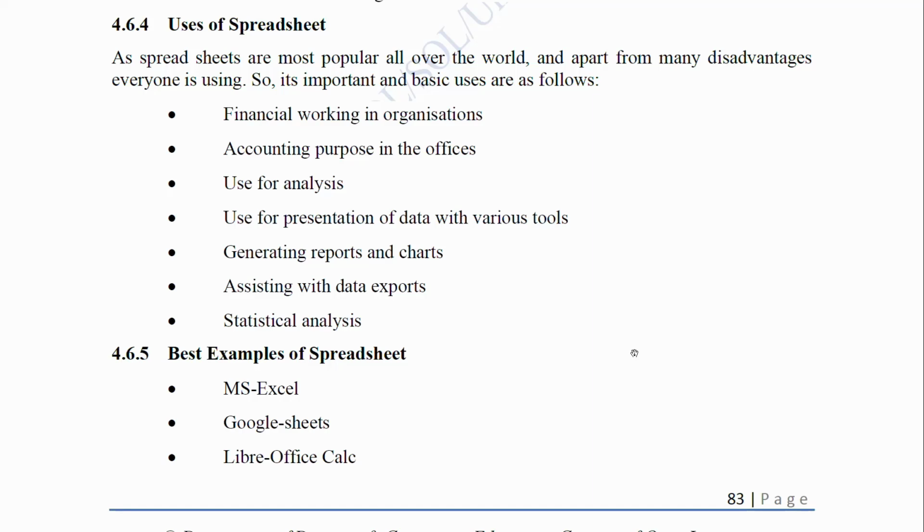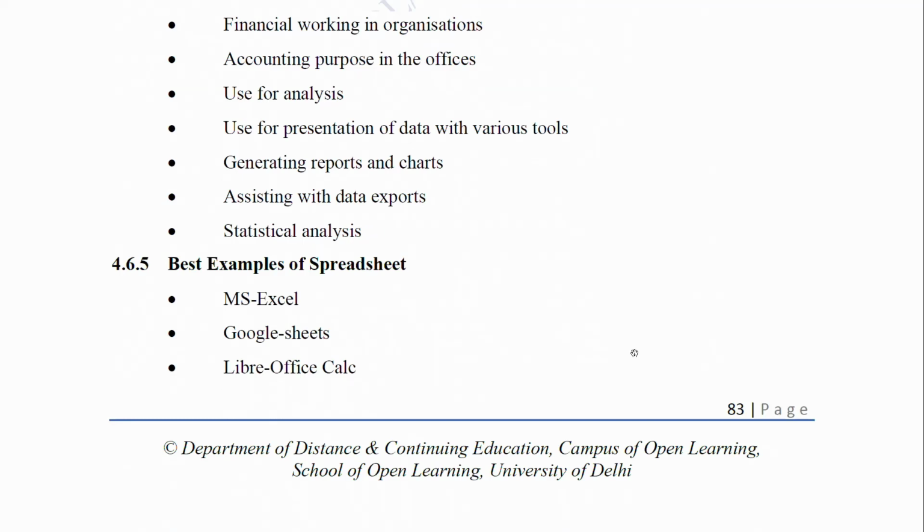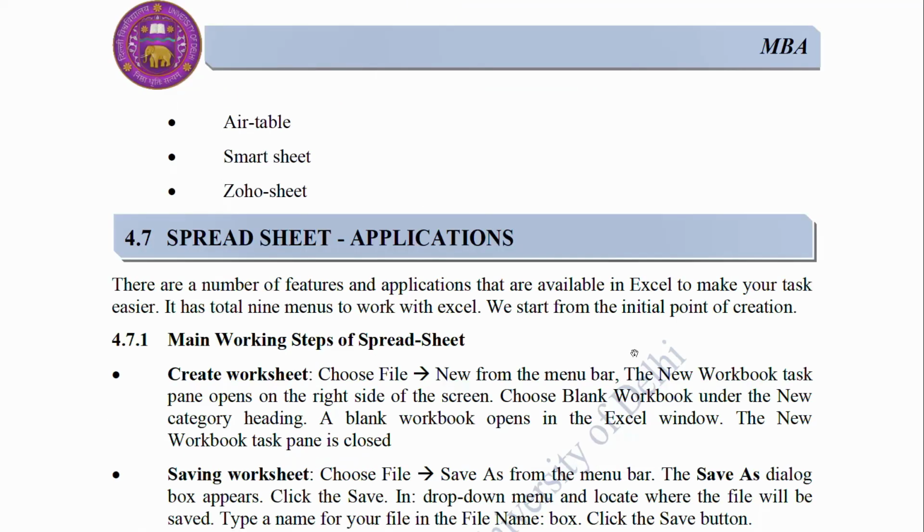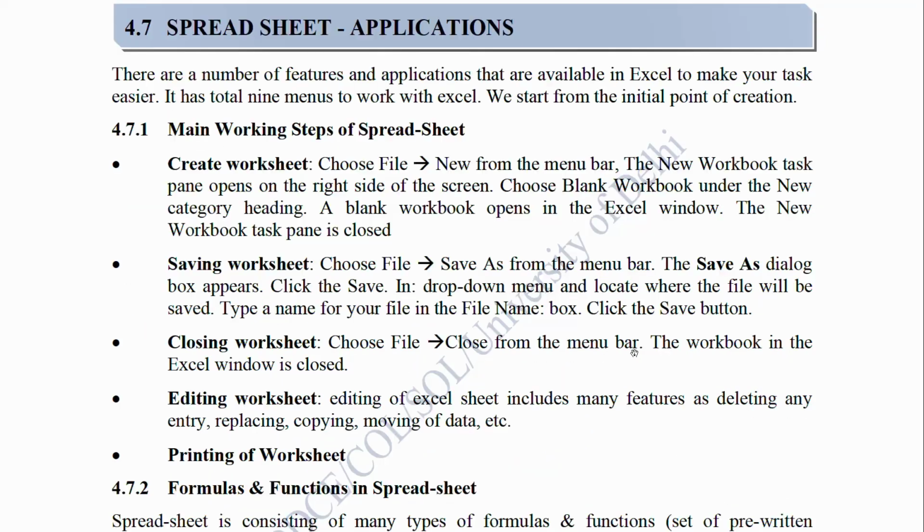4.6.5 Best example of spreadsheet. Number 1, MS Excel. Next, Google Sheets. Next, LibreOffice Calc. Next, Airtable. Next, Smartsheet. Next and last is Zoho Sheet.